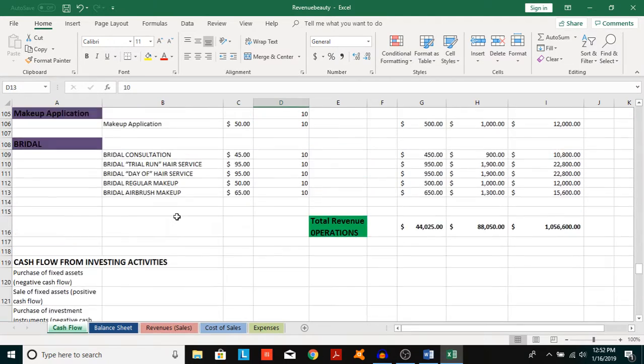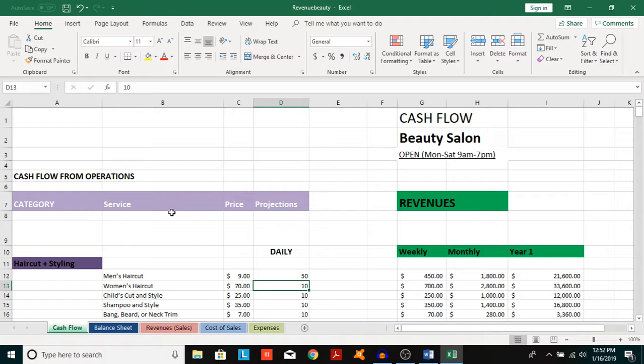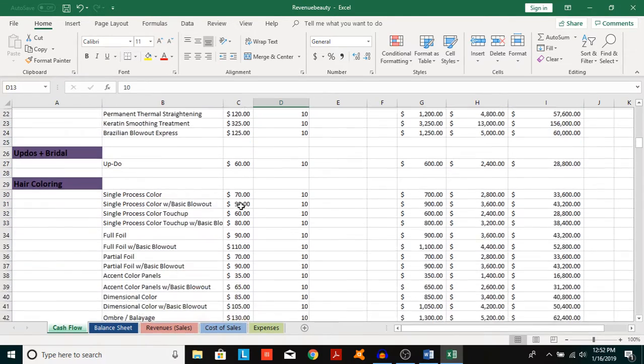Let's go over the cash flow from operating activities. The cash flow from operating activities is an accounting item that indicates the amount of money a company brings in from the ongoing regular business activity, such as manufacturing and selling goods or providing a service, as you can see in front of you.